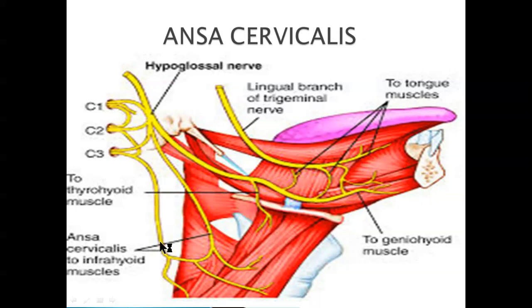So ansa cervicalis forms a kind of ring like this on the side of the neck, in front of the common carotid sheath. It lies in front of your carotid sheath, and its role is to innervate your strap muscles. Here we can see the strap muscles, that is your infrahyoid muscles. The location of the ansa cervicalis is anterior to the carotid sheath.